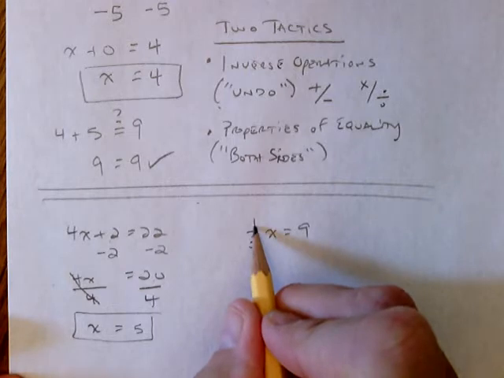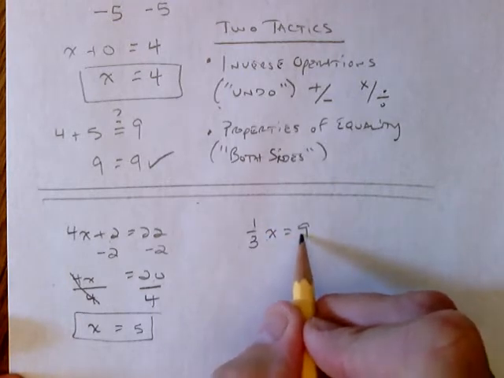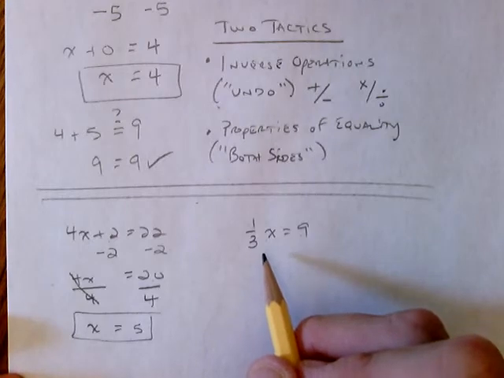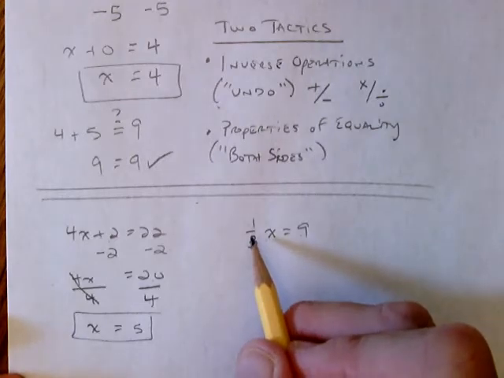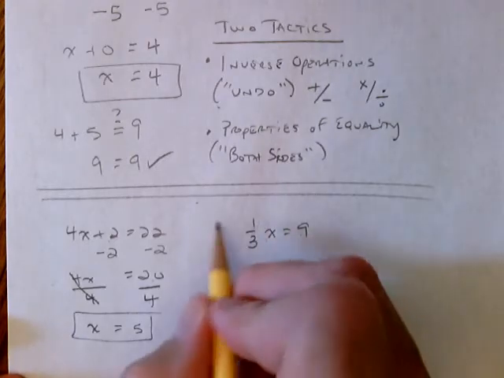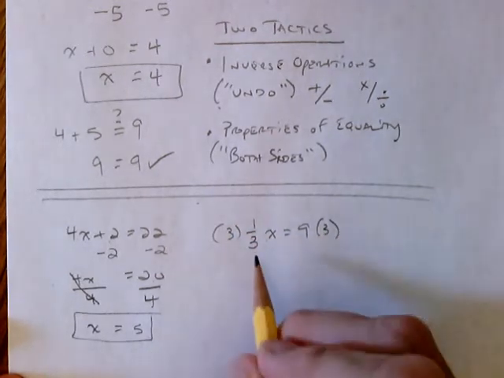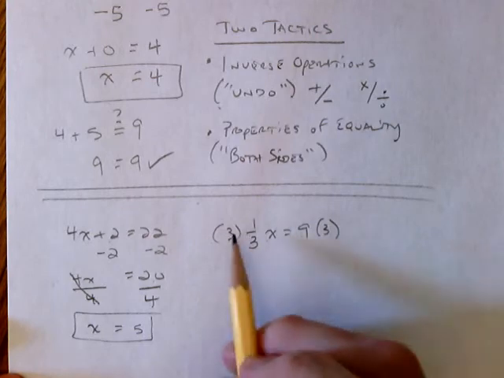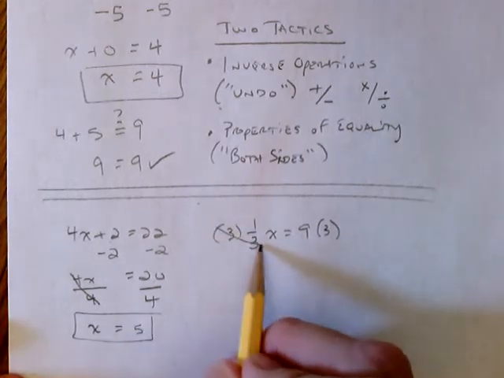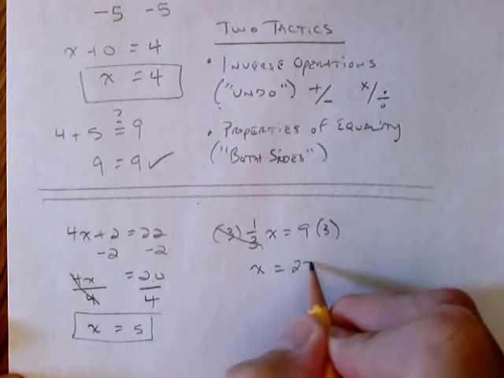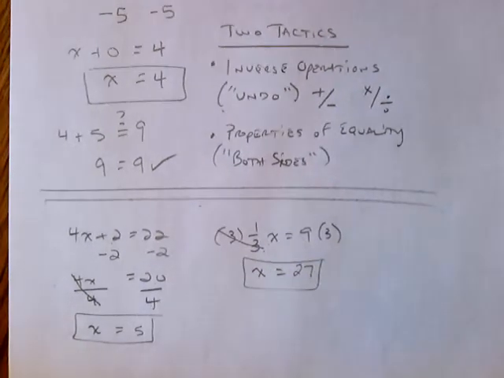So we had said that we had 1/3 times x equals 9. So I want to divide both sides by 1/3. I recognize that dividing by anything means I can multiply by its reciprocal. So the reciprocal of 1/3 is 3. I'm going to multiply by 3 on both sides. 3 divided by 3 is 1, so I have 1x on the left. 9 times 3 is 27.